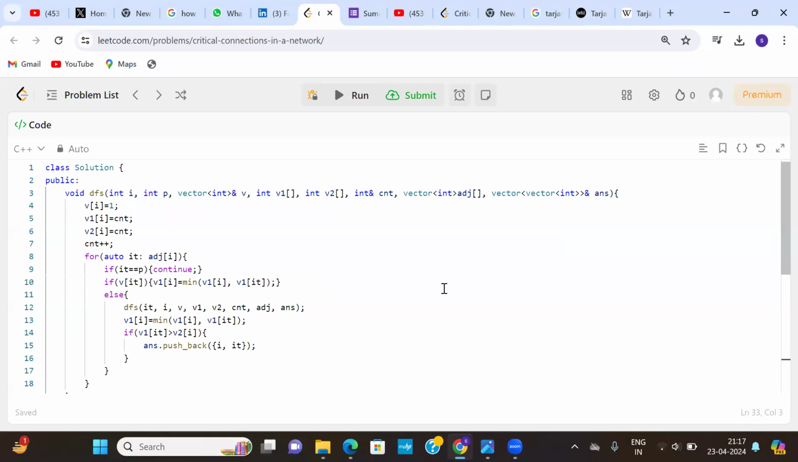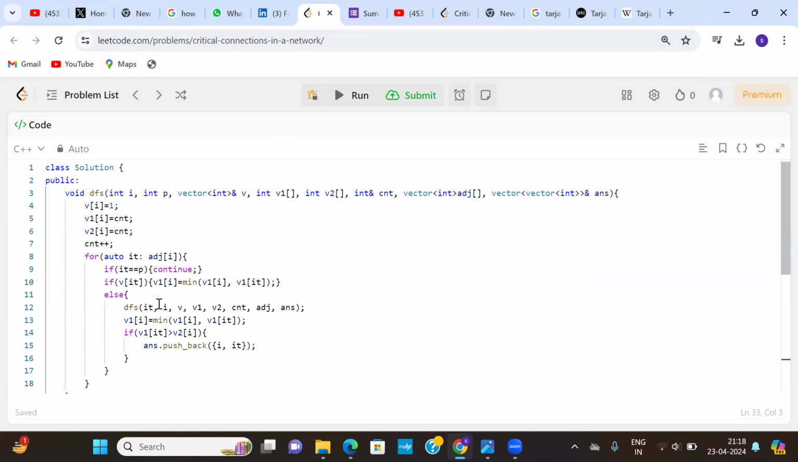We always make a visited array, right, when we use the DFS algorithm. v1 at the index of i equals counter, and v2 at the index of i equals counter. This is storing the time of insertion, and this is storing the lowest time of insertion. Then I am incrementing the value of counter. I am referring to all its adjacent nodes, and I am calling the DFS for that particular node.